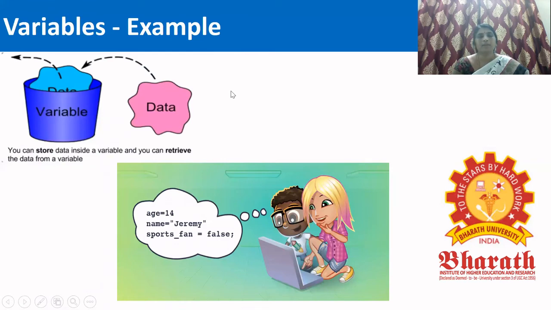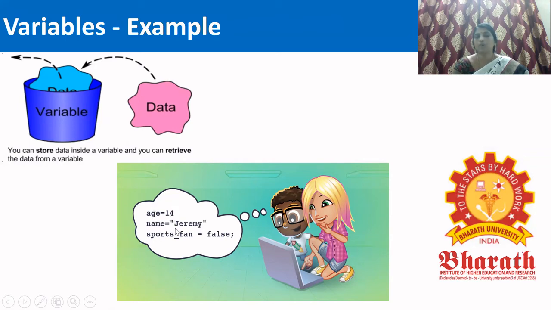Next comes an example of a variable. Say age is equal to 14. So age is a variable and 14 is the data in it. So that is denoted by this diagram. You have a variable, a container, the data is stored in the variable and the data can be retrieved from the variable. So you can store data inside a variable and you can retrieve data from a variable. So you have this 14. 14 is an integer number stored in age.